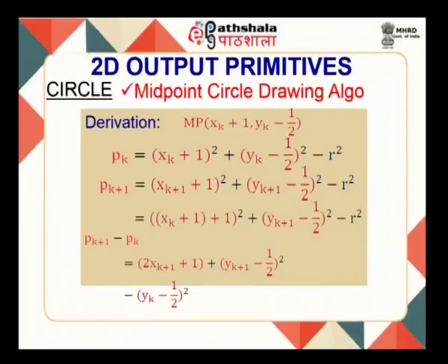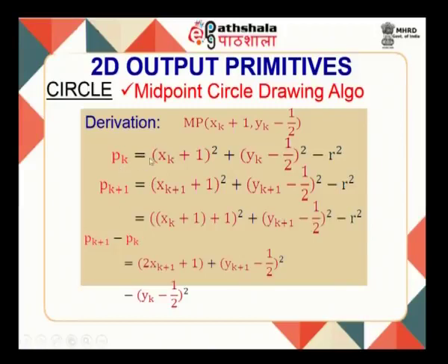So, what is the next step? Take these midpoint coordinates, put them in the equation x squared plus y squared minus r squared, and then check if it is equal to 0, less than 0, or greater than 0. So, that is how our decision parameter starts. Let us take the derivation here.